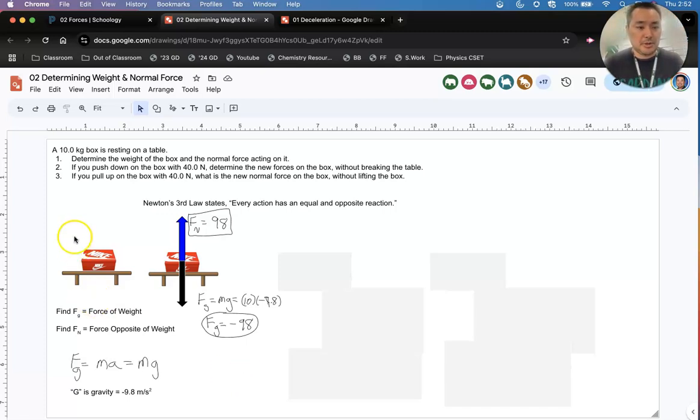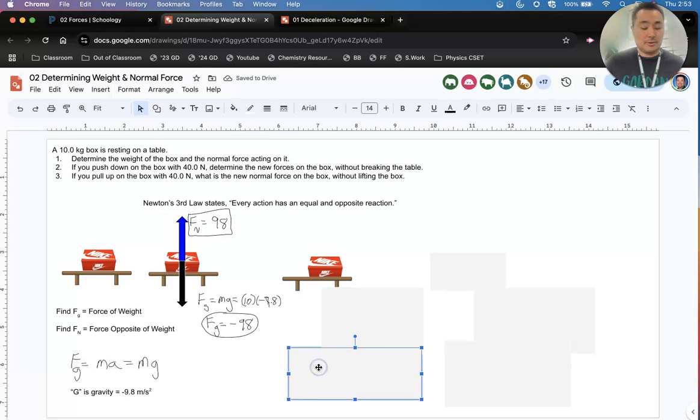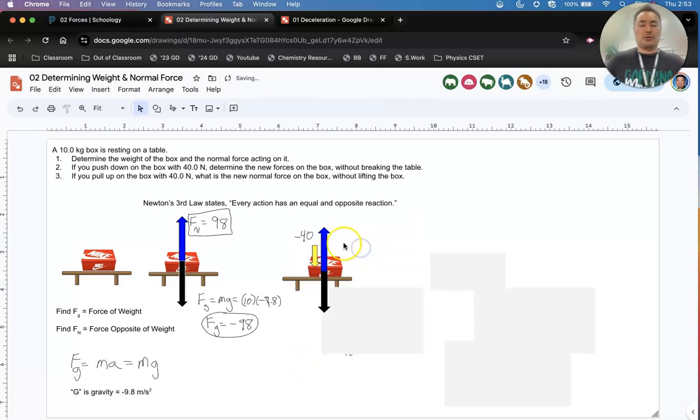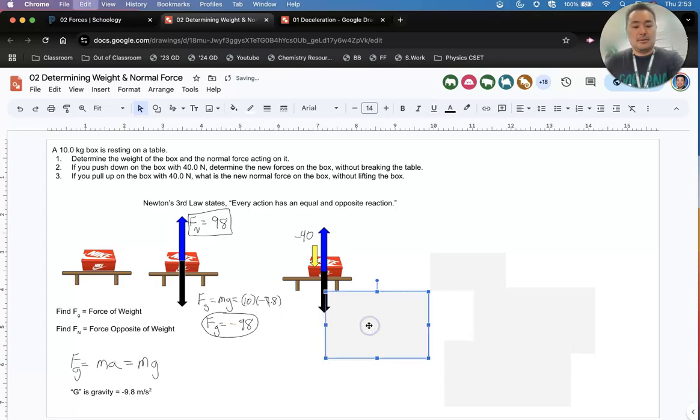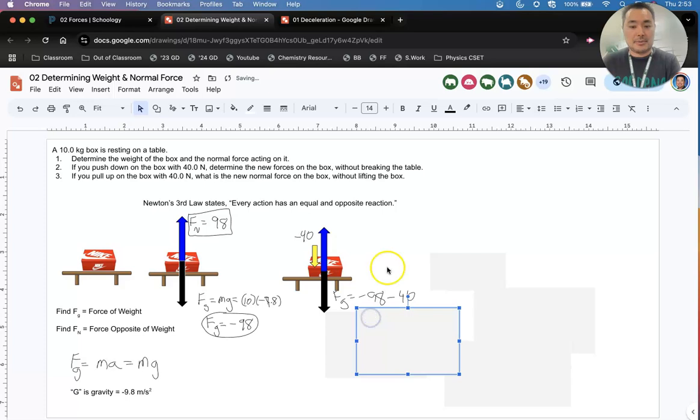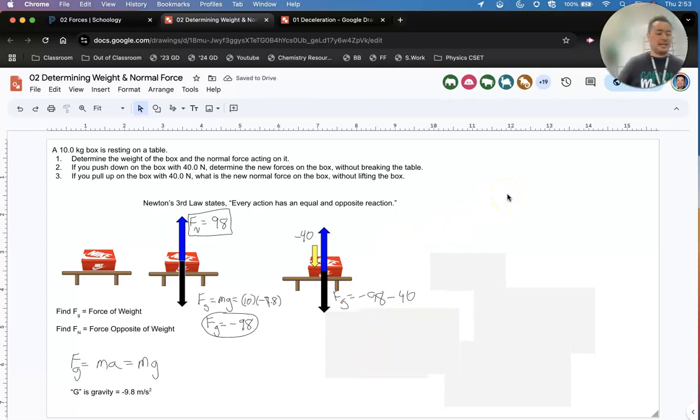Let's do letter number 2. If you push down on the box with 40 newtons, determine the new forces on the box. So let's go ahead and redraw our arrows. I have a downward arrow of weight. I have an upward arrow of the normal force. But this time, I have an extra arrow that is negative 40, because it's going back to Earth. So what is the new weight if we push down on it? And what's the new normal? We're going to combine what we solved earlier with Evelyn and add this value, negative 40. So Elijah, grab a calculator. Let's take our negative 98 that Evelyn got for us and subtract 40, because this box is getting pushed down on.